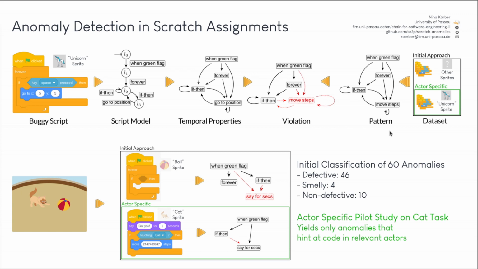If in my dataset of solutions for this task there are many correct scripts, we will find the pattern representing the correct solution frequently. The temporal properties of the buggy script do not contain the move steps block. Anomaly detection will therefore yield a violation which directly hints at the missing block in this case. A violation that is reported is called anomaly.